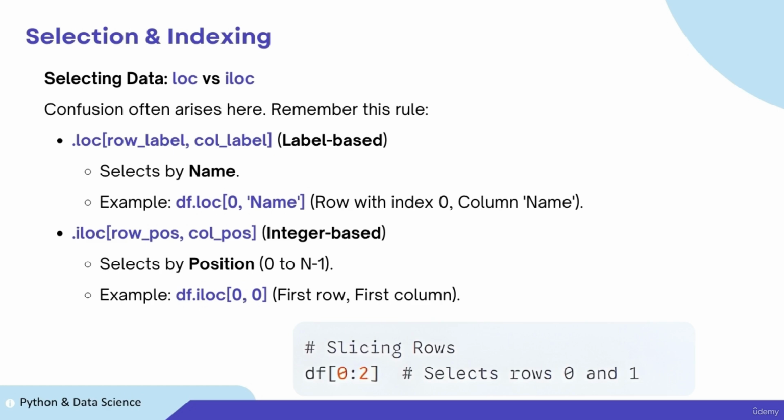Second, iloc stands for integer location. It uses position regardless of what the row is named. It uses zero-based indexing like standard Python lists. For example, df.iloc[0, 0] would select the item in the very first row and the very first column. Remember, loc is for labels, iloc is for integer positions.